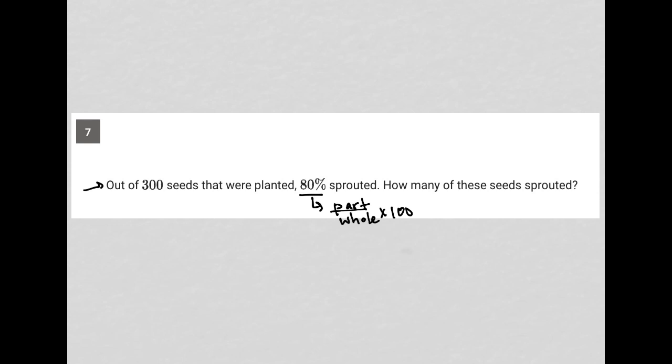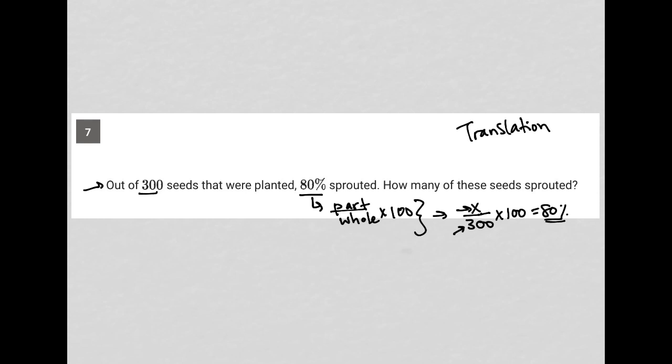So what's the whole number of seeds we have? Well, we're told that it's out of 300. So I know that my denominator is 300. What part is it that sprouts? I actually don't know the exact number of seeds, so I'm going to replace the part with x. But I do know that when I multiply this by 100, I should get 80%, right? That's the translation of this word problem. Some number of seeds, x, out of 300 seeds represents 80%.